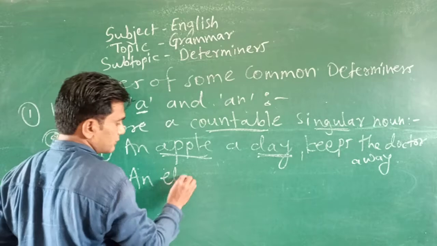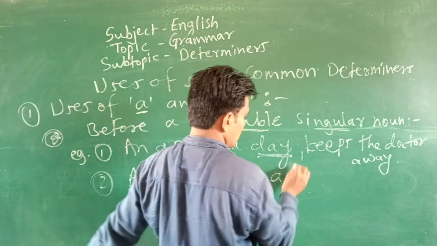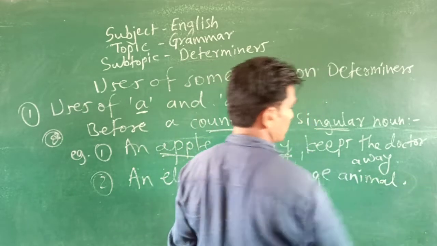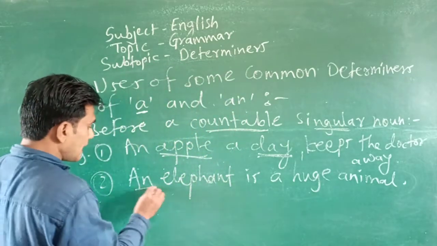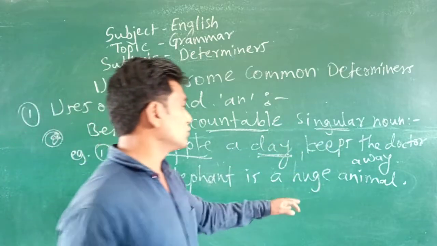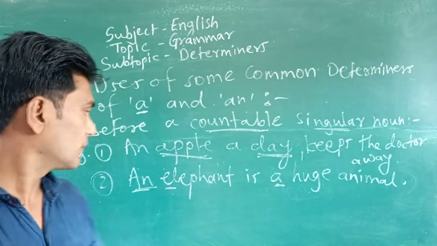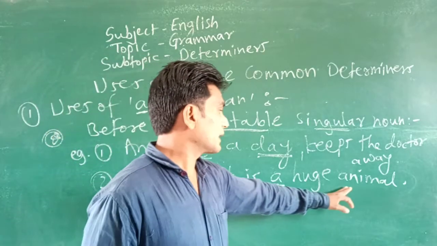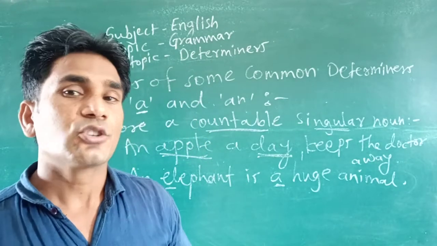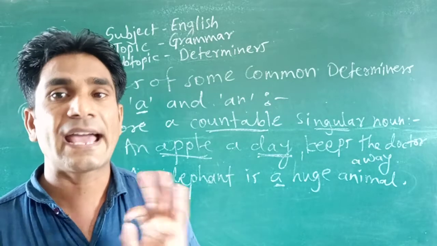Look at another example: an elephant is a huge animal. An elephant, and a huge animal. Here we can count elephant, and again animal we can count. Countable singular noun. So before a countable singular noun we can use a or an.